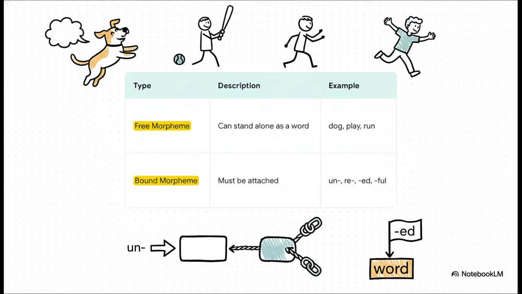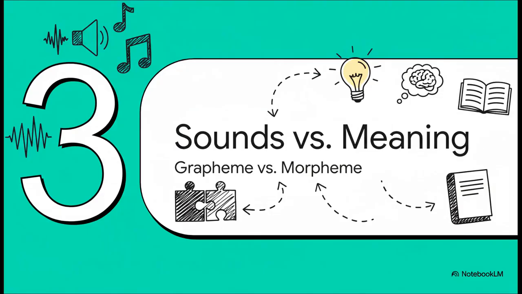They're packed with meaning, for sure, but they're a little needy. They can't stand alone. A little piece like un or ed has to be attached to a free morpheme to make any sense. Okay, so we've got sound units, graphemes, and we've got meaning units, morphemes. Now it's time for the big aha moment. Let's pull back the curtain and see how these two different layers work inside one single everyday word.